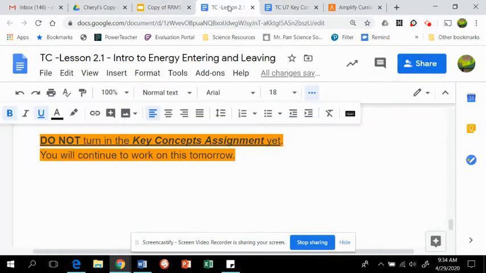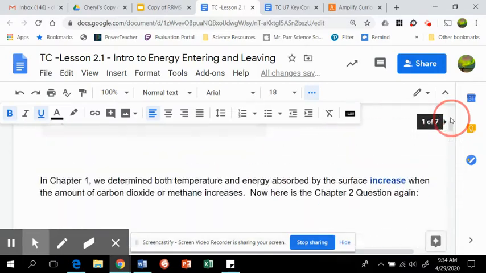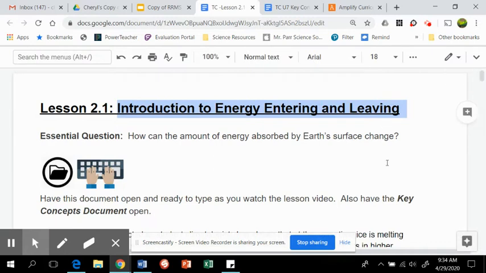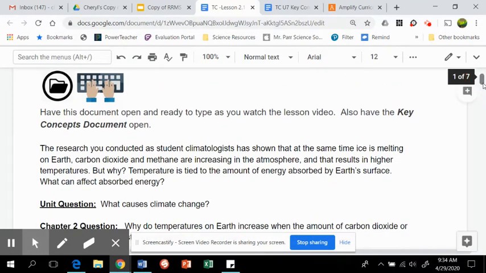Okay, so going to the lesson for the day. You have to have this document open. Lesson 2.1, Introduction to Energy Entering and Leaving. Our essential question again, how can the amount of energy absorbed by Earth's surface change? Have this document open and ready to type as you watch the lesson video. Also have the key concepts document open.